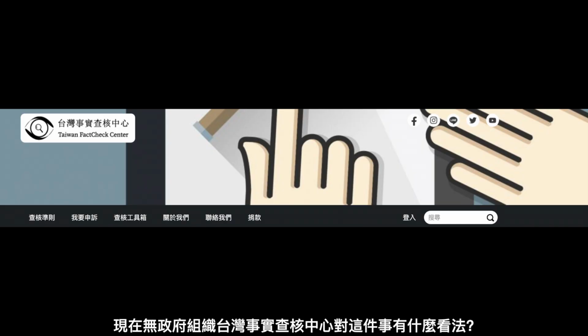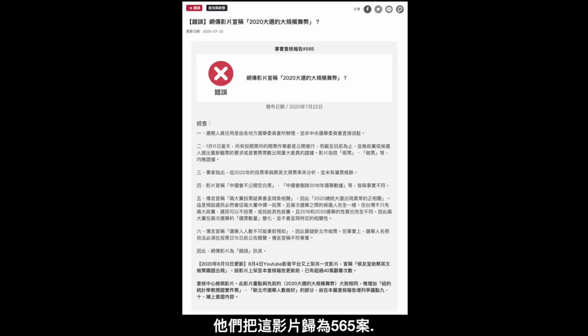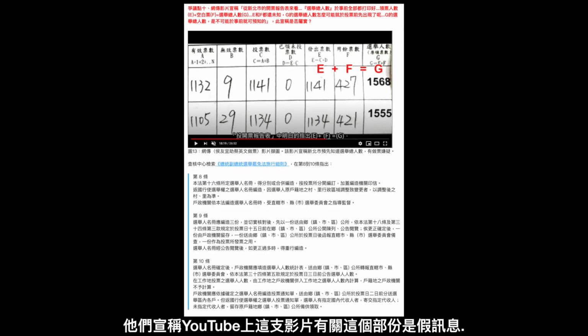Now, what does the NGO, the Taiwan Fact Check Center, think about all this? This is case 565 for them, and they claim that this part of the video posted to YouTube was fake. So they are attempting to say that the G column is in fact known.